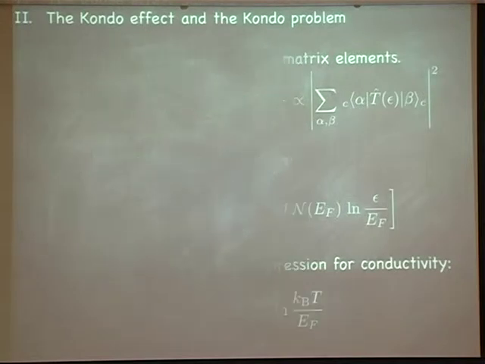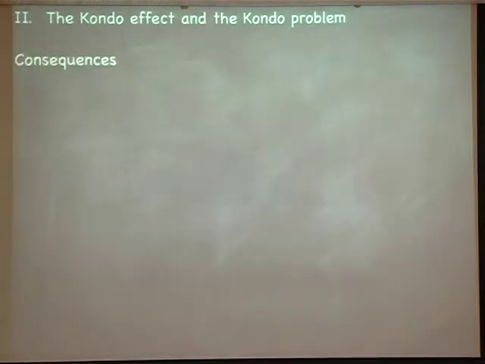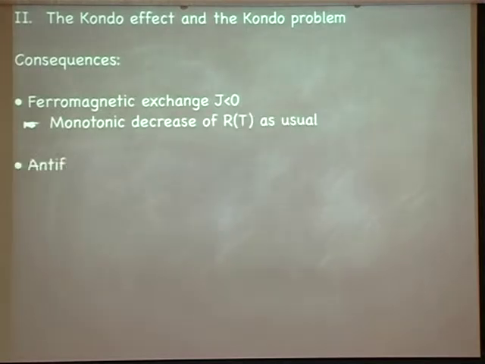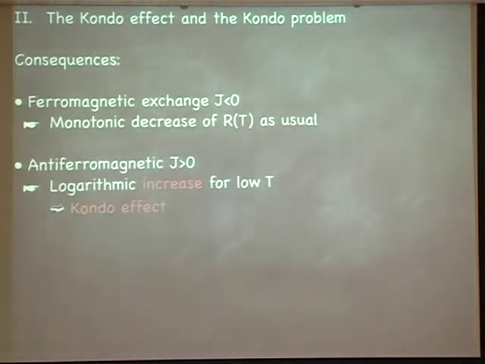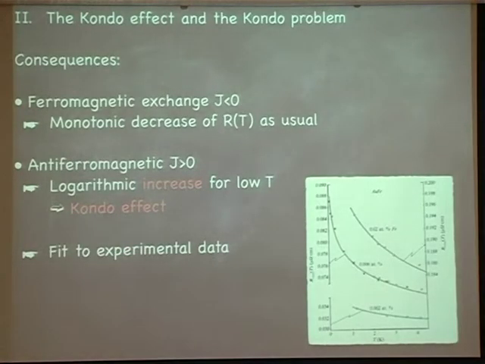And that's what Kondo then did. He took basically, okay, that's what I just said. There's no problem here. But if you have antiferromagnetic J bigger than 0, you have a logarithmic increase of the resistivity for low enough T, and this is the Kondo effect. And now what you can do is you can fit this to experimental data. This is experimental data from different systems.